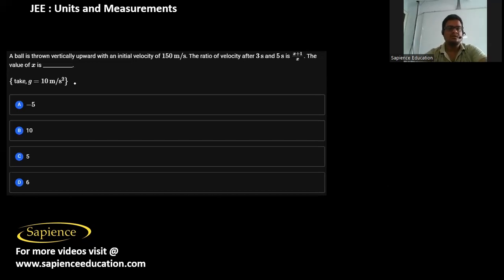Then here it is told a ball is thrown vertically upwards with an initial velocity of 150 meter per second. The ratio of velocity after 3 seconds and 5 seconds is, the ratio of the velocity after 3 seconds and 5 seconds is (x plus 1) by x, then the value of x is? So here it is told v5 by v3 is equal to (x plus 1) by x. Then x is how much?